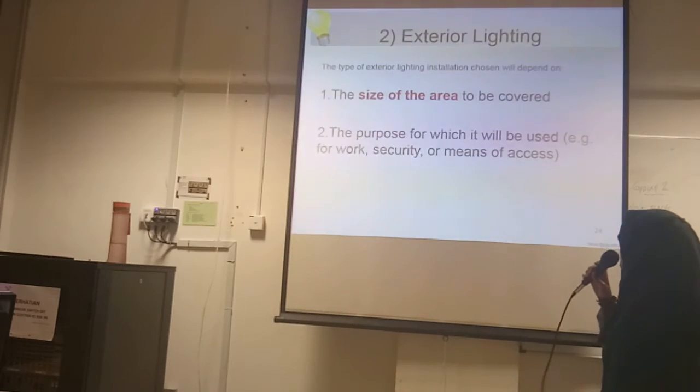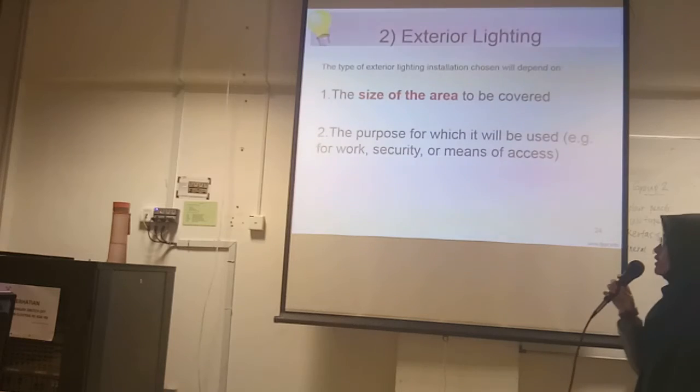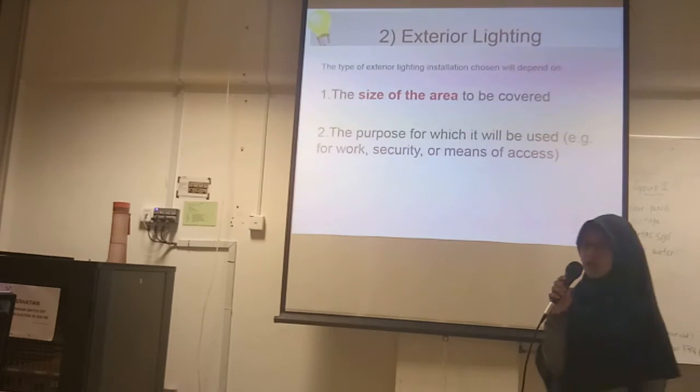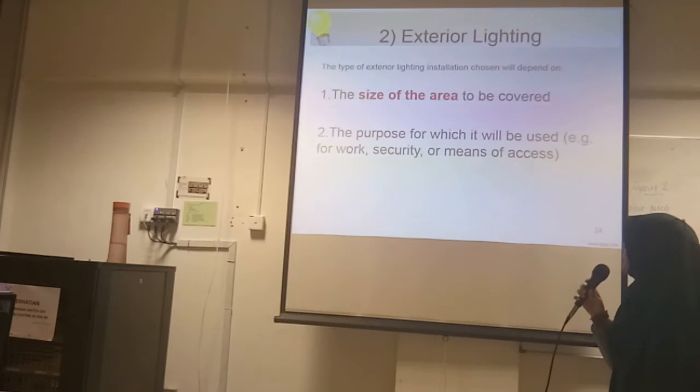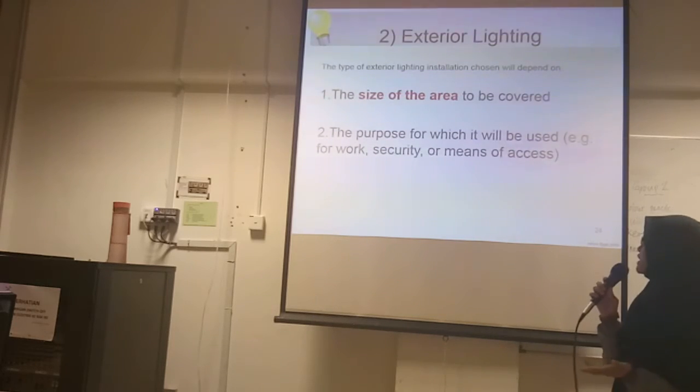And then the next is exterior lighting. The type of exterior lighting installation chosen will depend on the size of the area to be covered and also the purpose for which it will be used. For example, for work, for security, or any means of access.